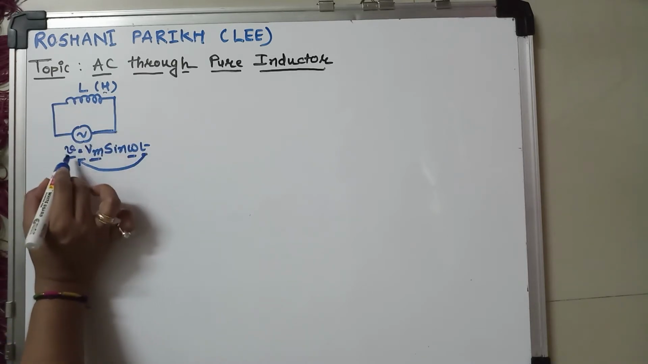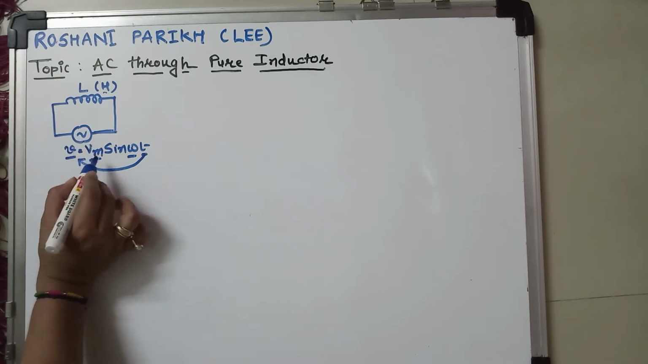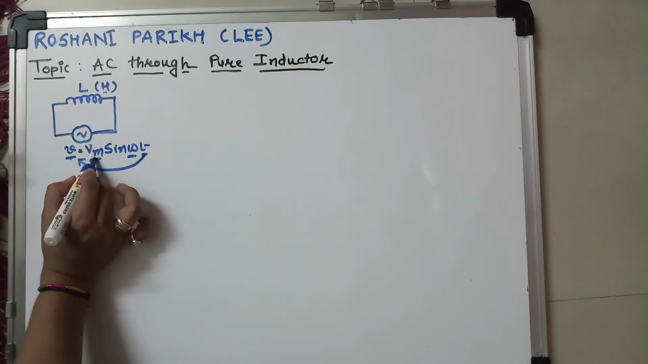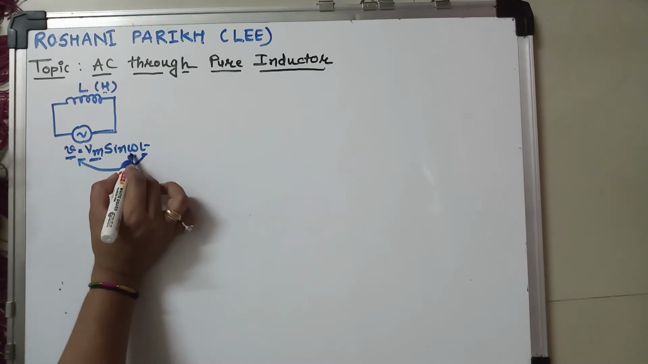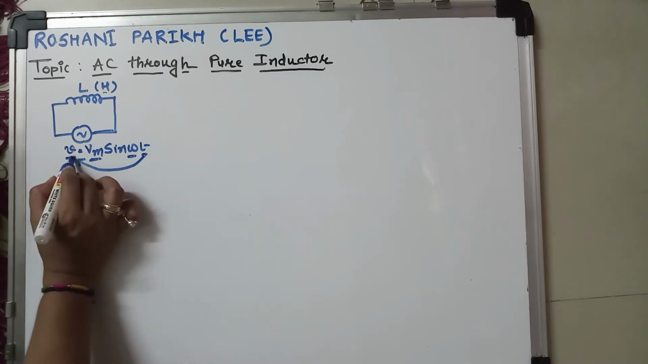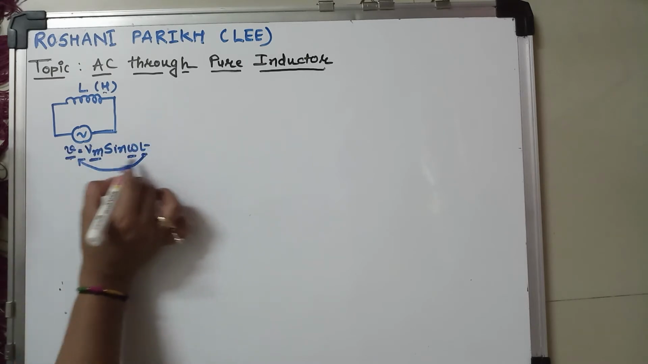As we know, the AC supply instantaneous voltage V is given by Vm sin omega t. V is the instantaneous voltage, Vm is the maximum value of voltage, omega is the angular frequency, and t is the time. With respect to time, the value of voltage changes. So it is the equation for the instantaneous voltage.